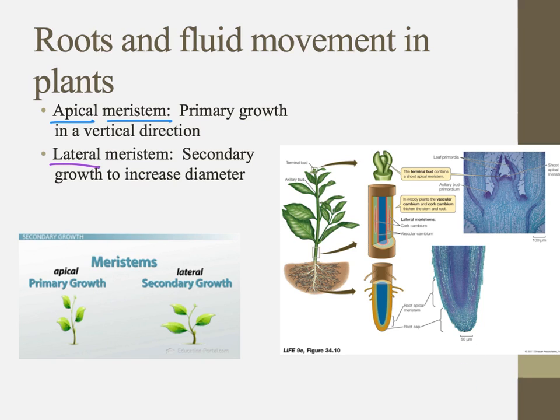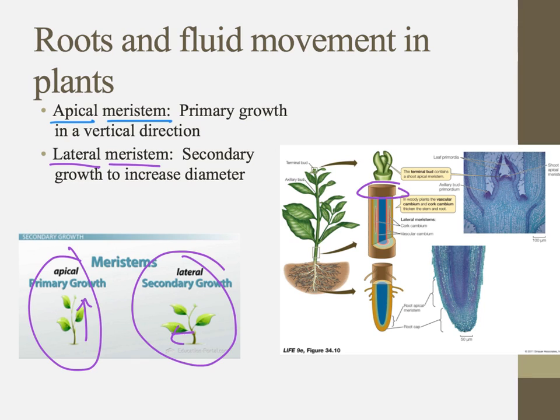A lateral meristem is going to help it increase its diameter. It's going to get fatter. So that corresponds to primary growth, which is vertical growth, and lateral growth, which is getting bigger in diameter.